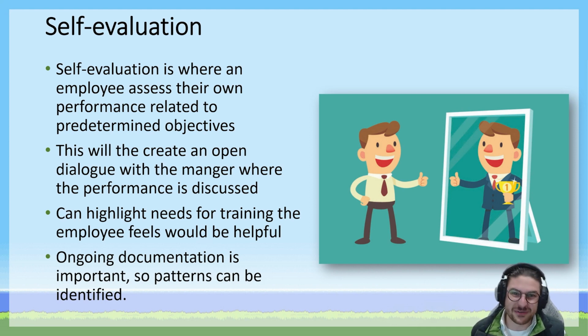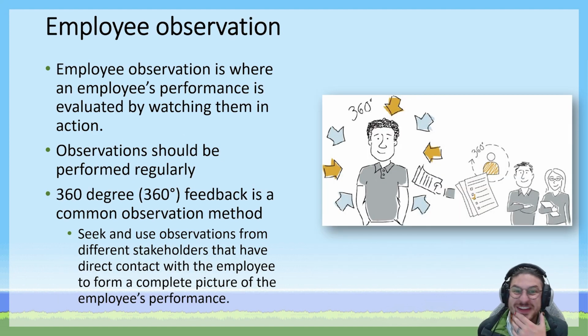So it is important for any manager who's going to rely on the process for self-evaluation that they're relying on ongoing documentation and ongoing observation and ongoing opportunities for self-evaluation so that patterns can be identified. If an employee is exaggerating their abilities and their potential, then perhaps that's one area that needs to be looked at for training. And certainly employee observation is one method you can use for performance management.